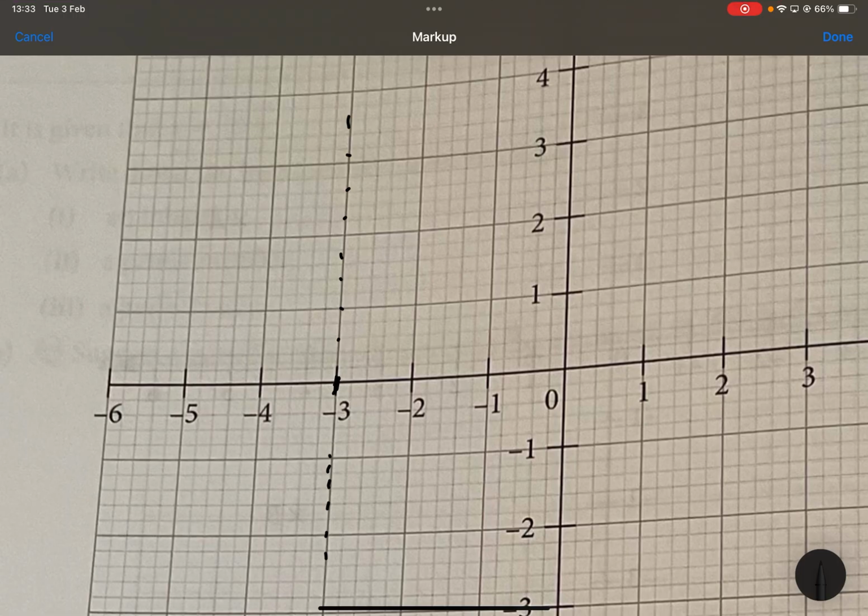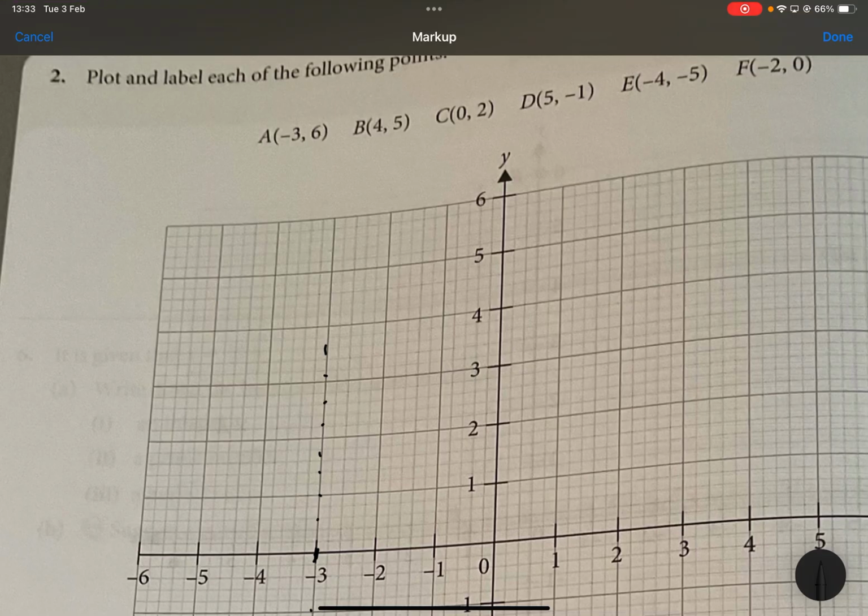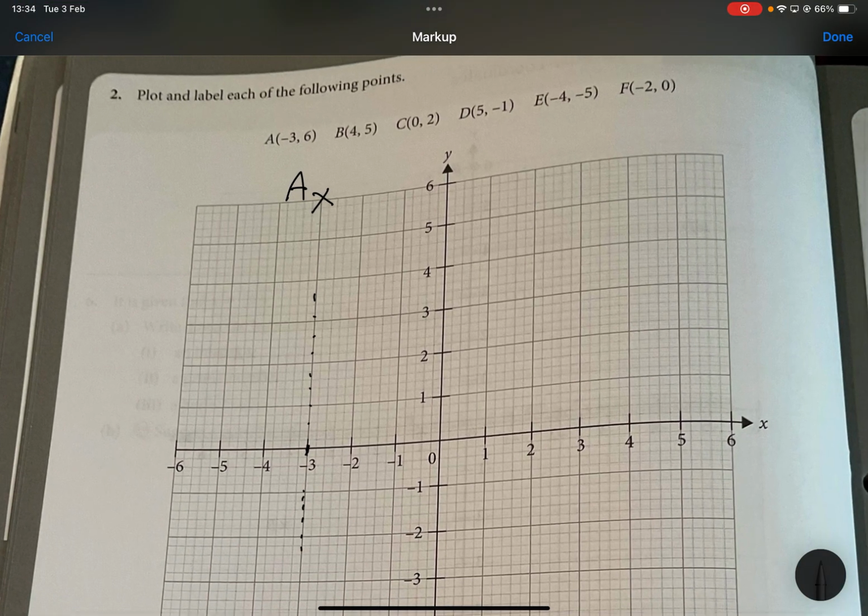The specific high and low is 6. So the left and the right tell me it must be here. The specific 6 tells me it can only be here. So my point A is here. I mark it with a cross, then I say this is point A. Point B, (4, 5). 4 means I must move right 4 units. Then I must move up by 5 units. So my point B is here.